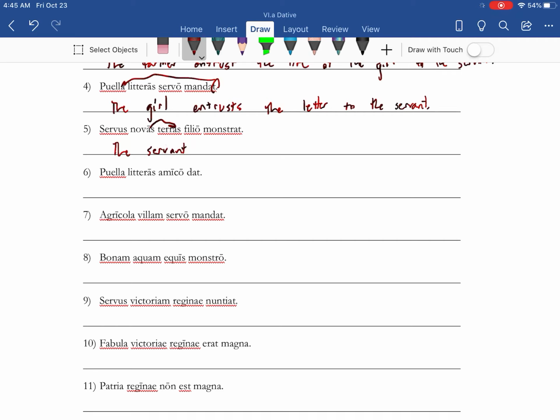Servant, US, nominative singular, is pointing out the new lands or the strange lands to the sun. Dative trigger word. The girl gives the letter to the friend.